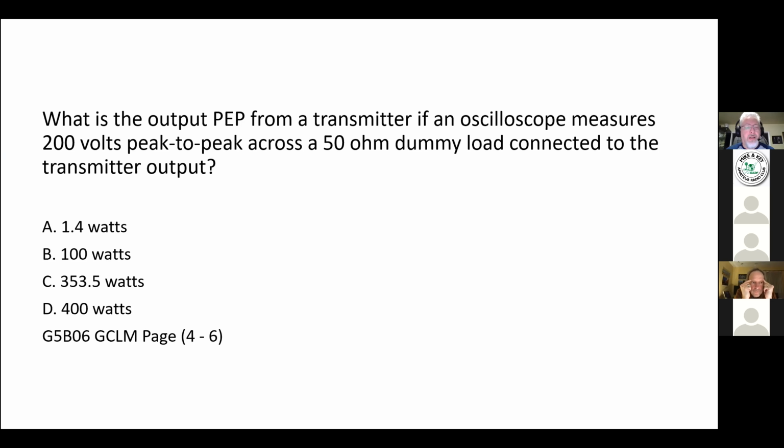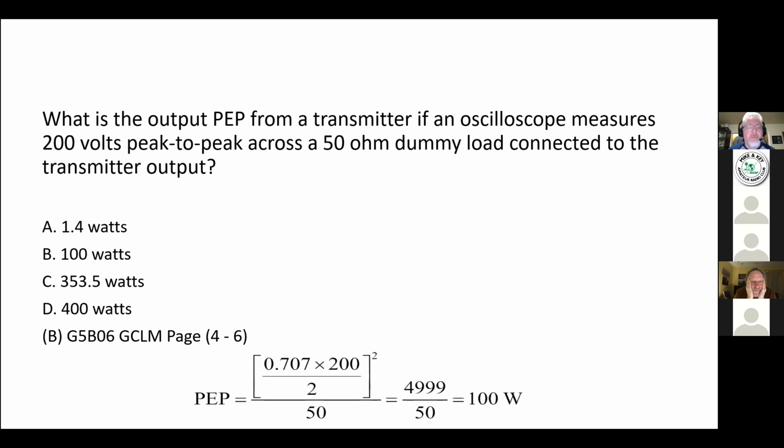You've got to remember these P over I formulas work with RMS power, not peak or peak to peak. So you've got to cut the peak to peak in half and then multiply by 0.7. So you get 70.7 volts instead of 200 volts. Then you can put that in the formula.